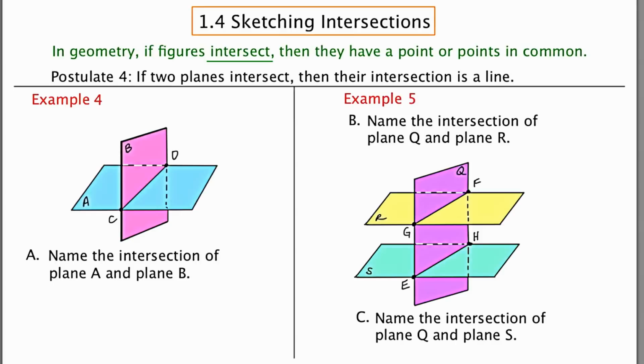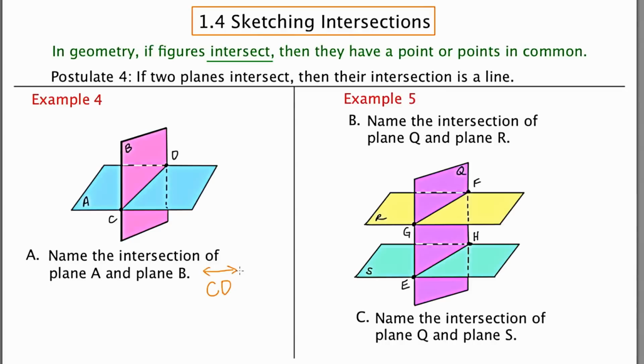Let's take a look at the fourth example. We have a pink plane B and a blue plane A. From the postulate, when two planes cross or intersect, then their intersection is a line. Well, the pink plane and the blue plane intersect at a certain line, and in this case, it's line CD. Don't forget your use of notation for the line, which is a mini line symbol written above the letters CD.